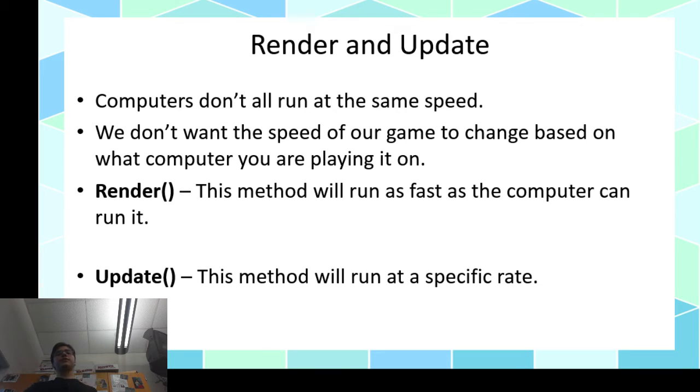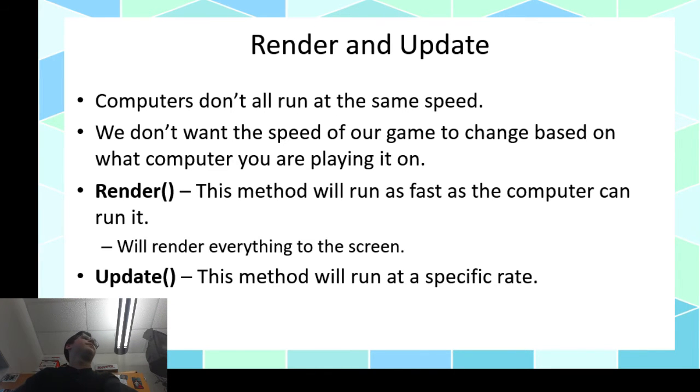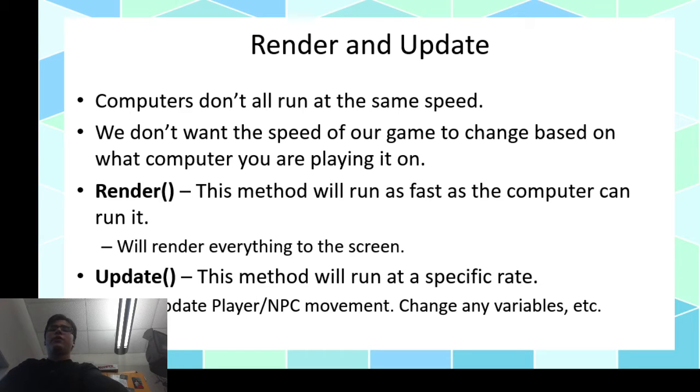So how are we going to do this? Probably thinking we're going to have to take time into account. This is what the render method does: the method will render everything to the screen. The update method will update player and NPC movement and change any variables, etc. So the update method will pretty much do everything else, and the render method will just render everything to the screen.